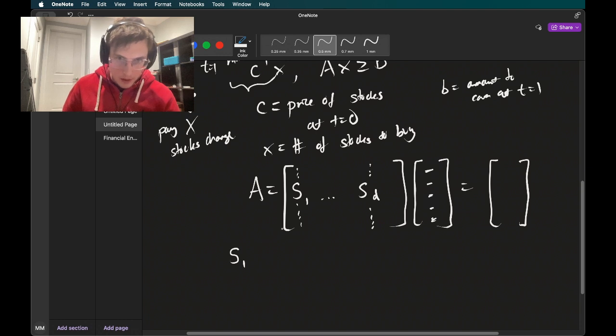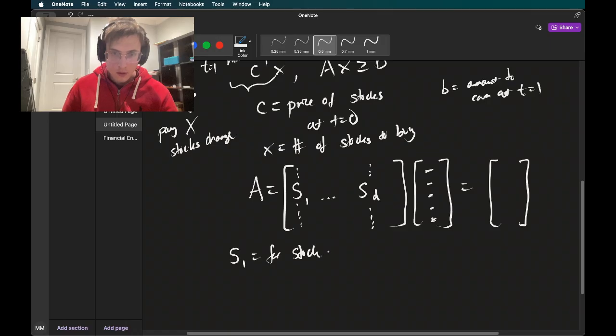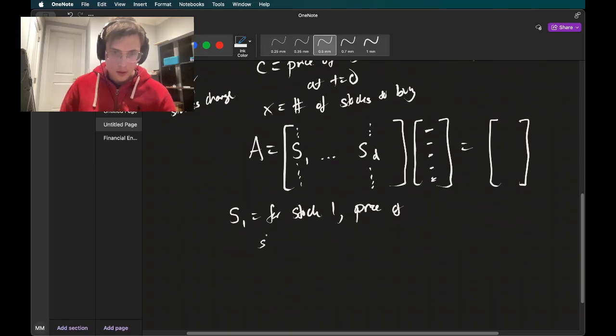So then S1 here: S1 is for stock 1, across all realizations. So it's the price of the stock at t equals 1 for all model realizations.